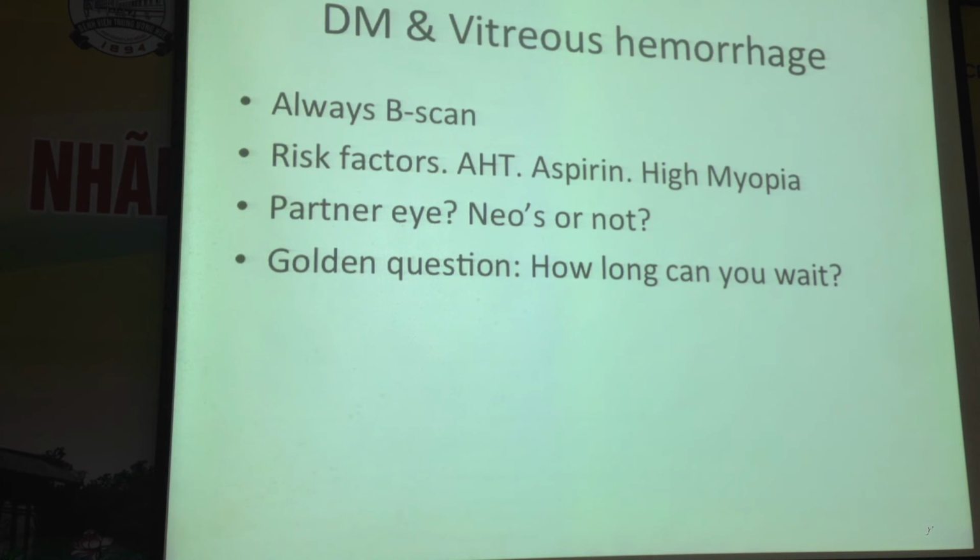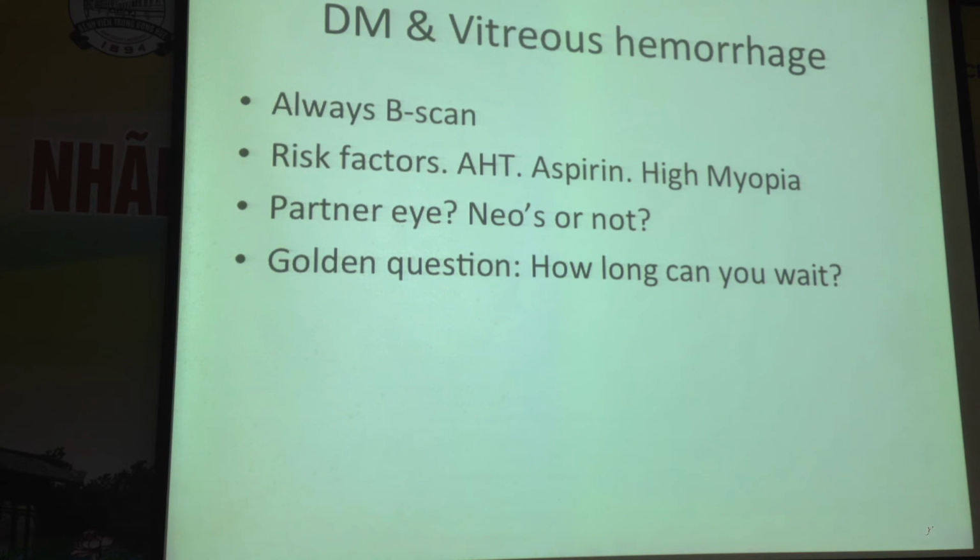I start by asking, what are the risk factors? Does the patient take aspirin? Does he have high blood pressure? Does he have any other reason than diabetes for getting the hemorrhage? Because you wouldn't be surprised if sometimes you find a patient who has a vitreous hemorrhage but doesn't have DRP causing it. It might be a retinal tear with a retinal detachment.